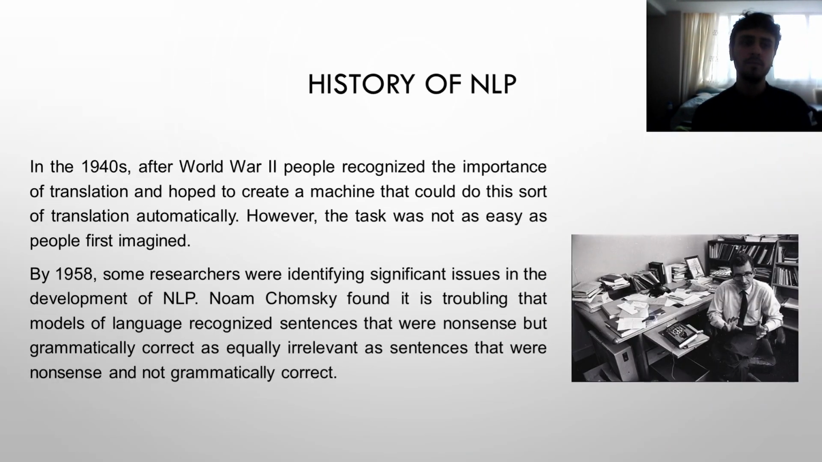So, history of NLP. In the 1940s, after World War II, people recognized the importance of translation and hoped to create a machine that could do this sort of translation automatically. However, the task was not as easy as people first imagined. By 1958, some researchers were identifying significant issues in the development of NLP. One of them was Noam Chomsky, you can see on the right, who found it troubling that models of language recognize sentences that were nonsense but grammatically correct as equally irrelevant as sentences that were nonsense and not grammatically correct.